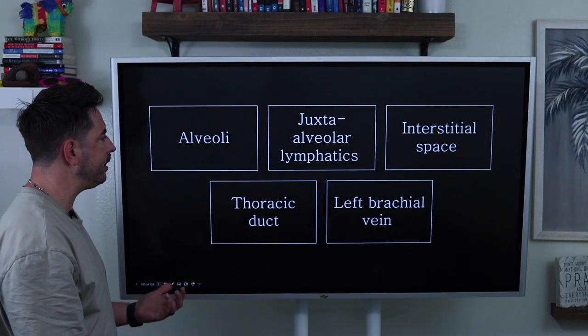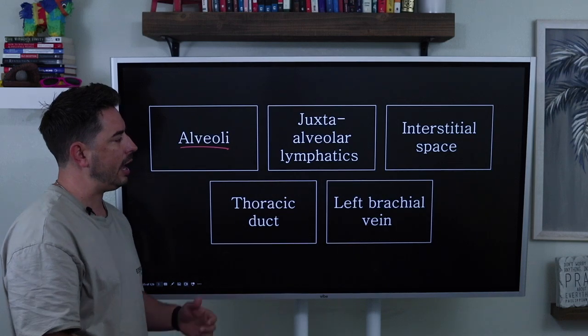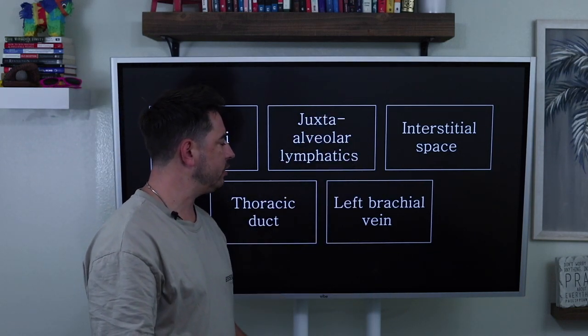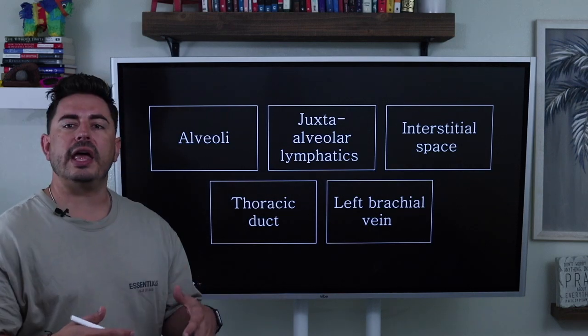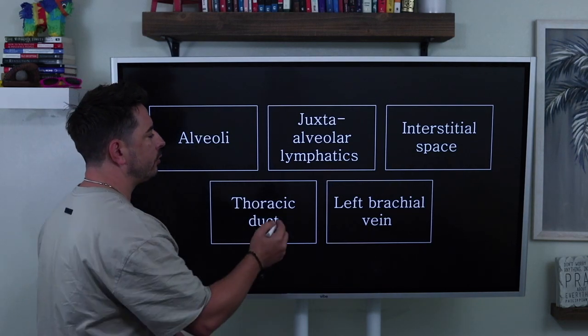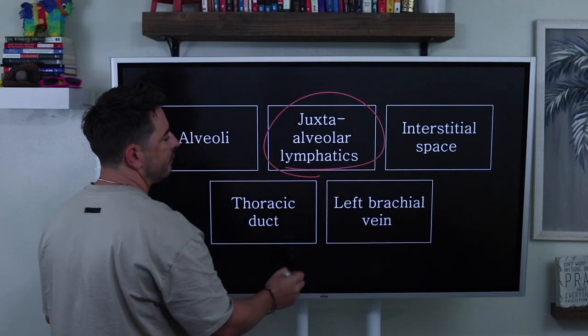There's actually nothing inside the alveoli that's removing that. They're all found in these juxta-alveolar lymphatic regions. So that extra fluid that builds up in the interstitial space is removed through the juxta-alveolar lymphatics.